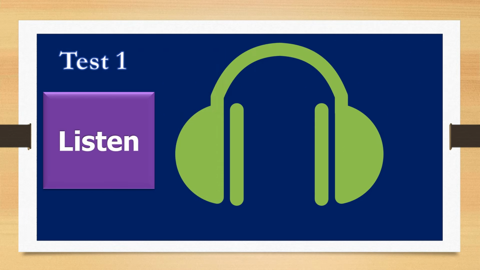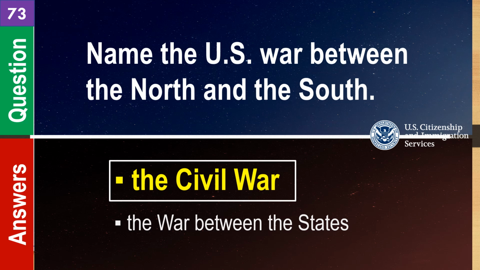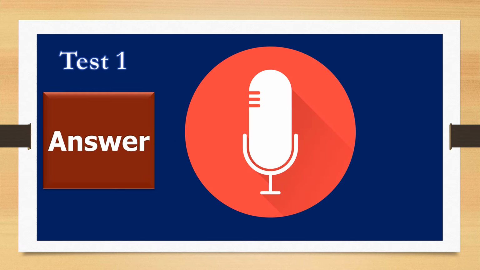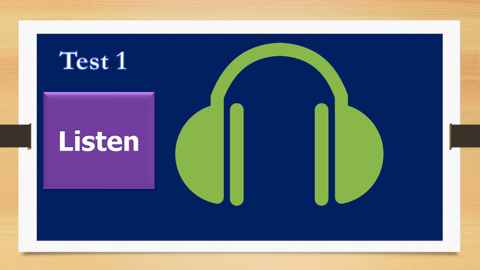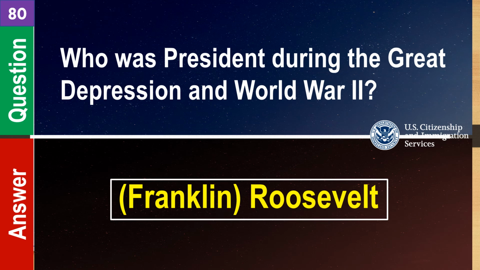Name the U.S. war between the North and the South. The Civil War. Who is in charge of the executive branch? The President. Who was the President during the Great Depression and World War II? Franklin Roosevelt.